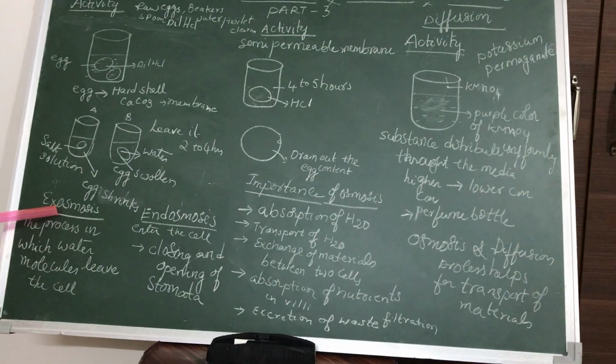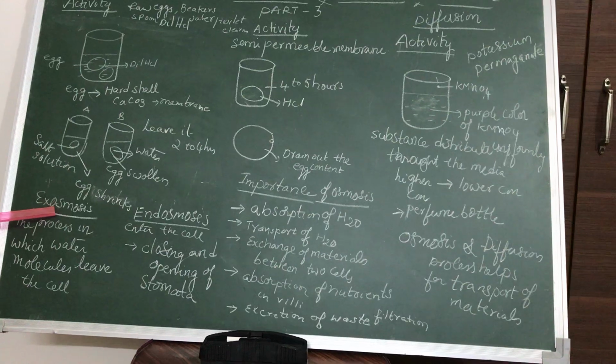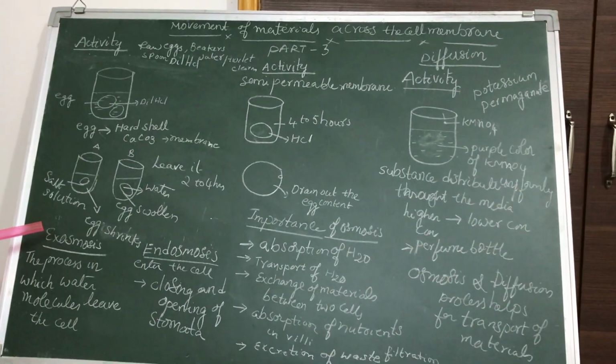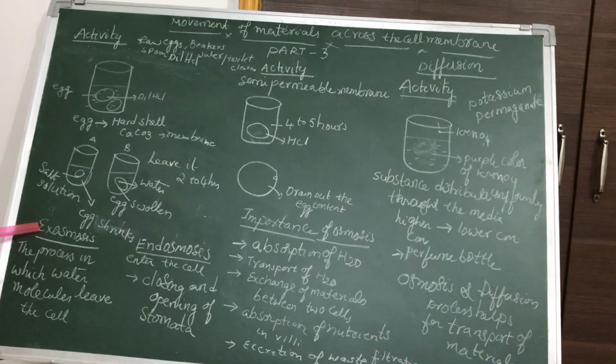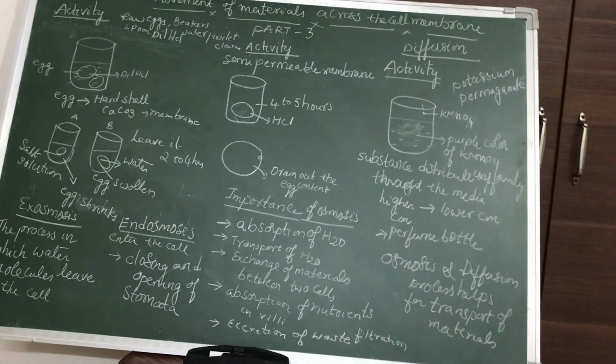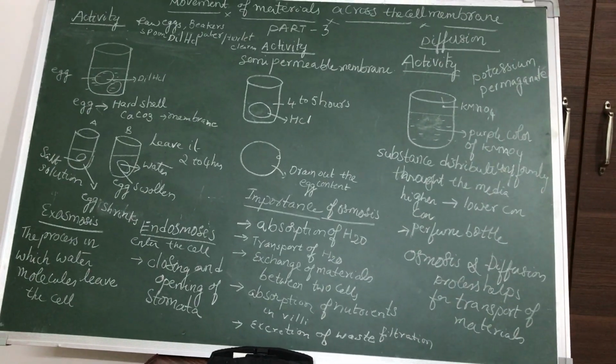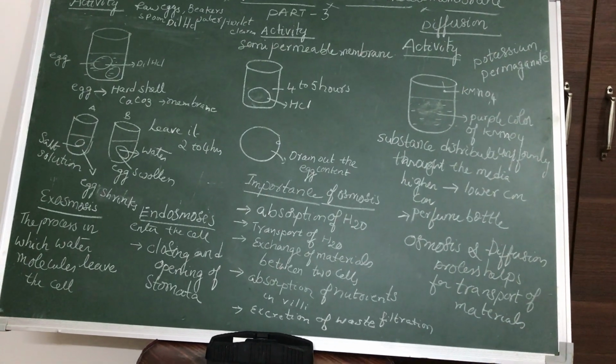Now in exoosmosis also you can take a live example. When you swim or play in the seashore, the cells of your fingers and hands will shrink. Why? Because exoosmosis takes place. Salt water has more concentration compared to the cytoplasm in your cells, so the water is lost and you develop wrinkles on your fingers.